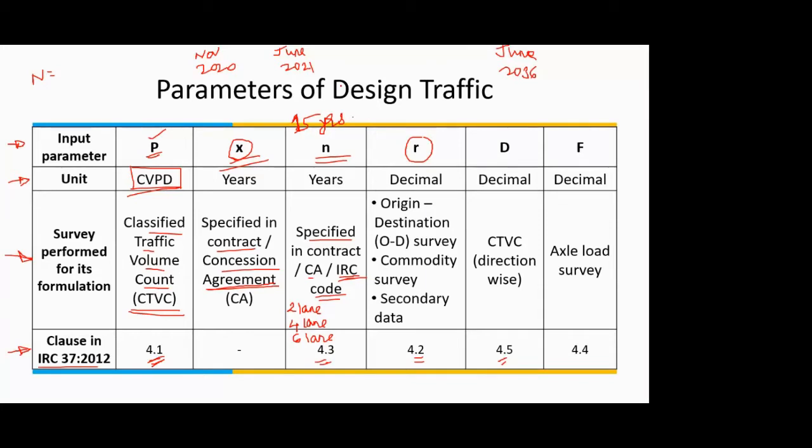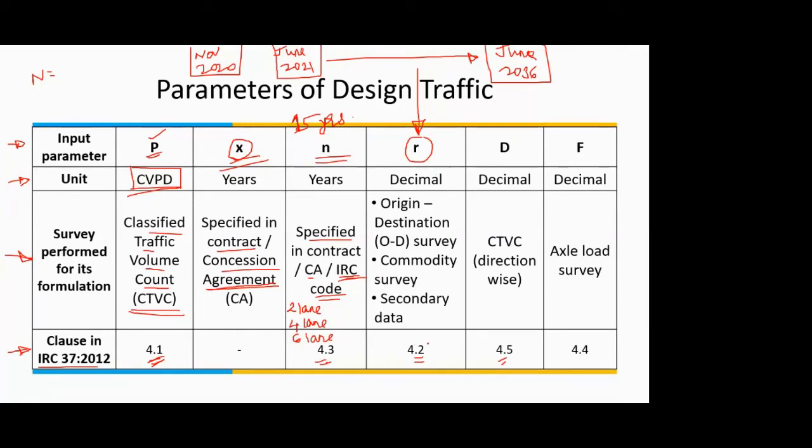So obviously, you have the traffic count only for November 2020. You will first project it for June 2021. Then only you will get that value of capital A, and then you will use that value to estimate the traffic which is going to be there at the end of year 2036. Okay. So for this projection, you will need something called the traffic growth rate, which is the small r value.